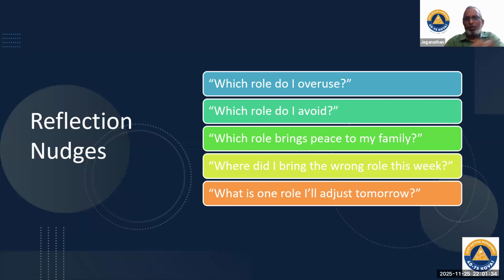So a gentle nudge. I just have two or three slides to go. Which role do I overuse? Just become aware of it. Which roles do I avoid? Which role brings peace to my family? Sometimes when we shift our roles, it brings a lot of peace, a lot of harmony inside the family. Where did I bring the wrong role this week? Become aware of what wrong role you brought in this week. What is one role I'll adjust tomorrow? So you can go for the next implementation. These are some gentle nudges to help you go deeper into the roles which you have.